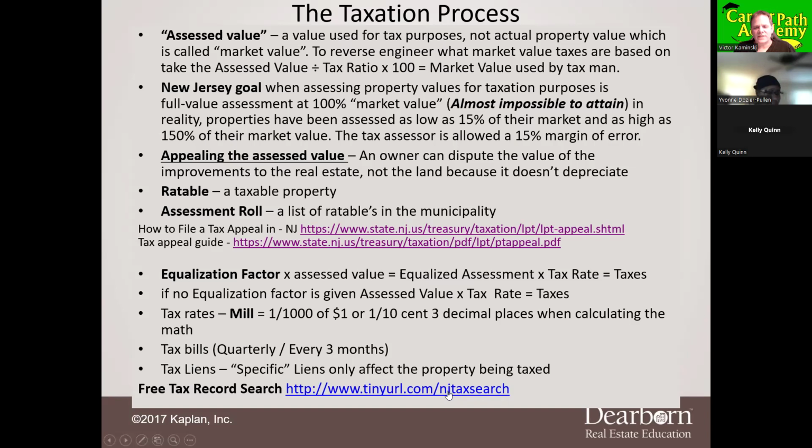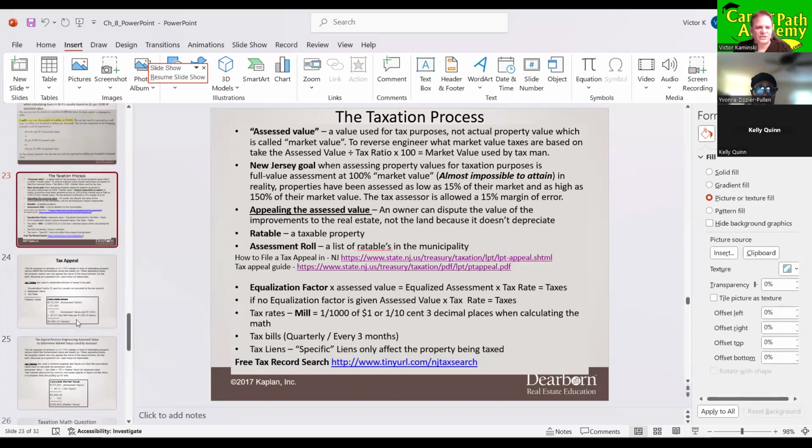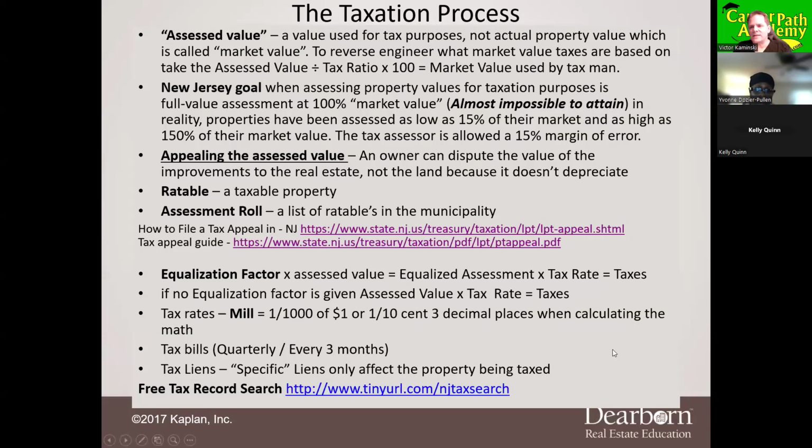All right, so I put together a tiny URL that'll give you access to a tax record system before you become a member of any MLS. Every MLS that you are going to be a member of has a tax search and tax database system that you could use. But right now, you aren't a member of any MLS, so this one you could get access to right now. It's open to the public.